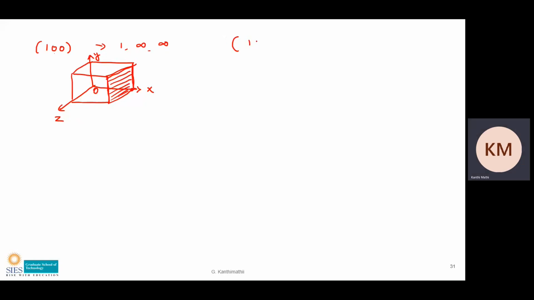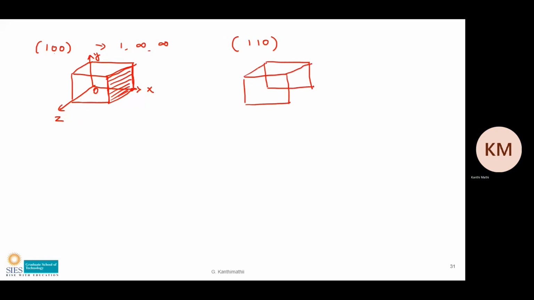Let us draw for 1, 1, 0. So for 1, 1, 0, the x-axis it is cutting at one point, the y-axis it is also cutting at one point, and the z-axis it is at infinity. Right? So now let us suppose that this is my origin, this is my x, this is my y, and this is my z-axis. Of course, I take the reciprocal, so this would become 1, 1 and infinity.